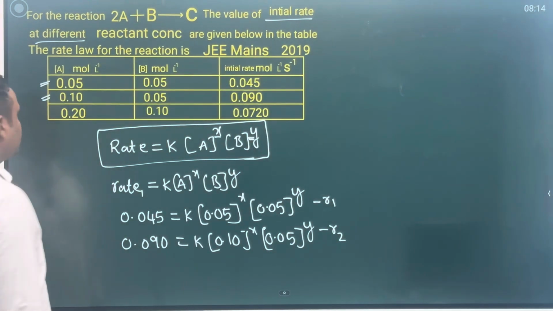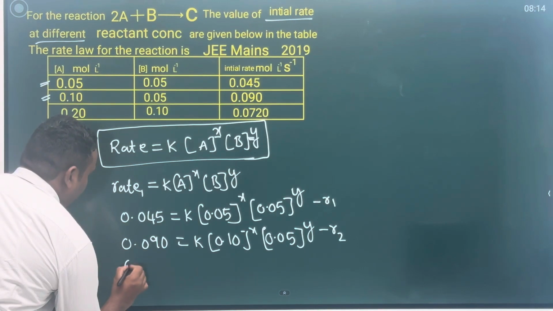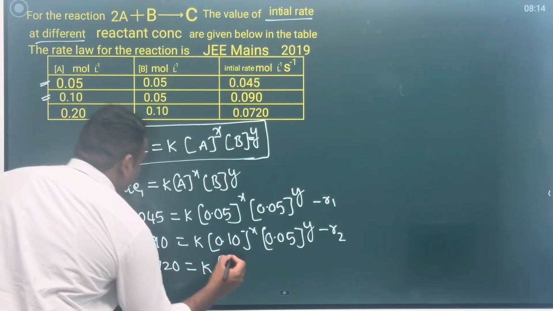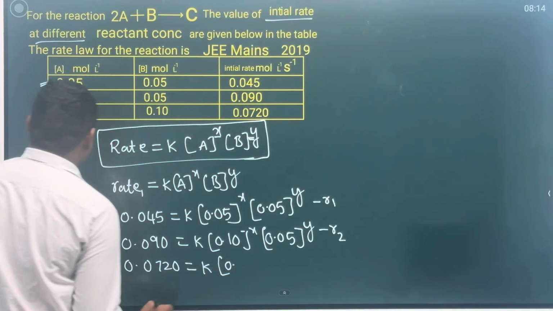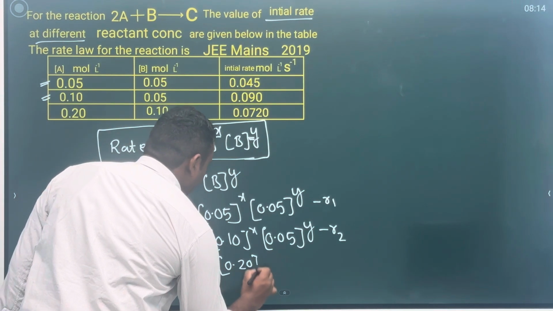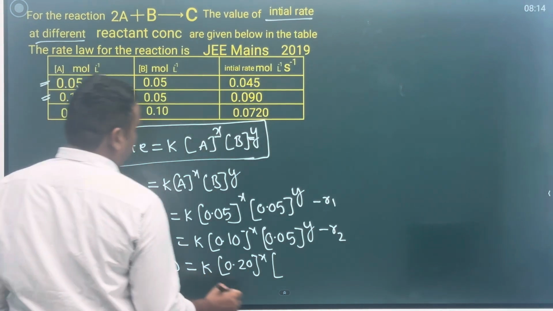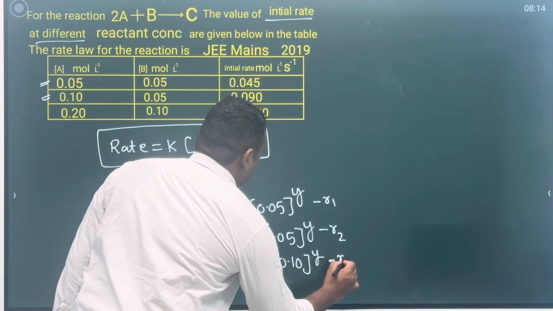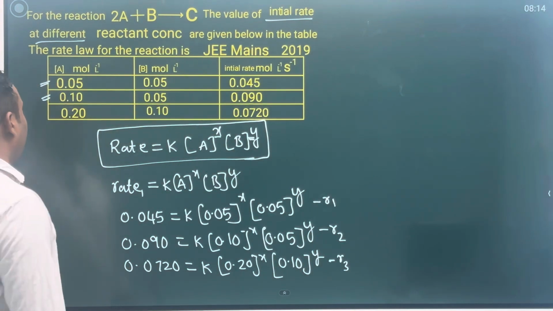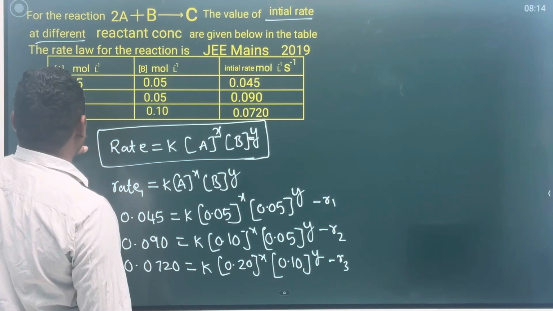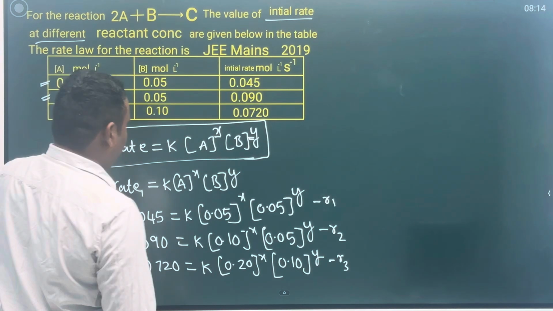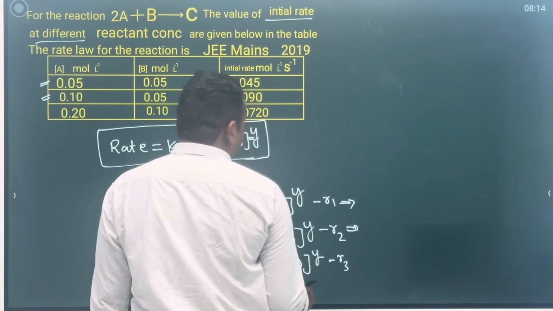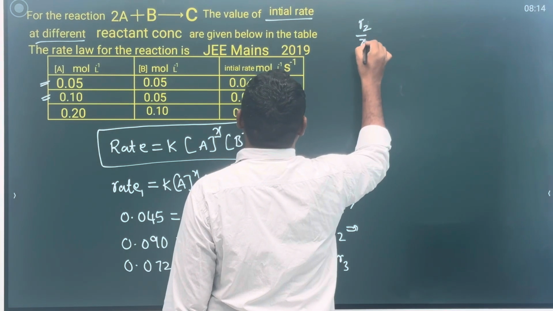And rate 3, what is rate 3? That is 0.0720, equal to k into 0.20 power x and 0.10 power y. That is rate 3. Okay, so now we can find x. How can we find x? By comparing R1 and R2. So just do R2 by R1.